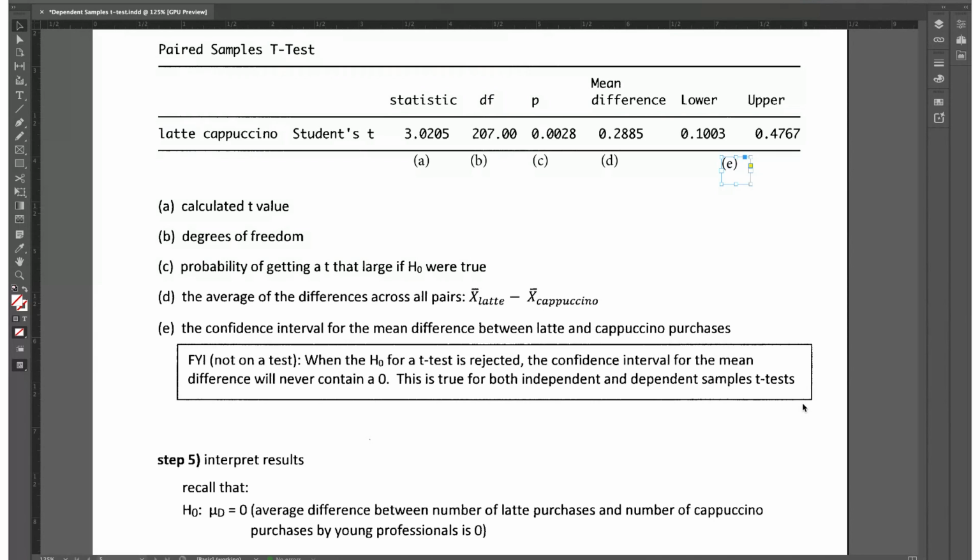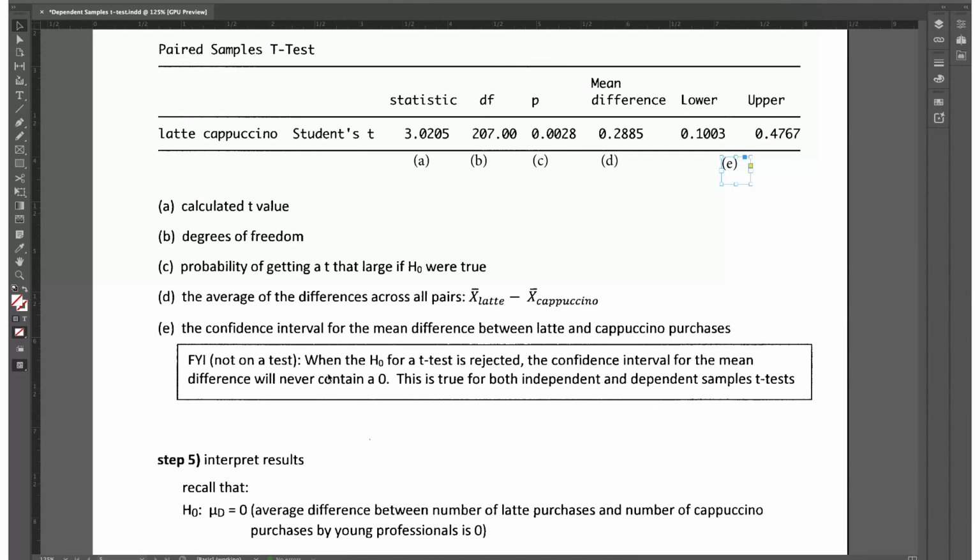And that's this. When the null hypothesis for a t-test is rejected, so that's whether it's an independent or dependent samples t-test, the confidence interval for the mean difference will never contain a zero. So if you look here, we rejected this, right? And if you look, the confidence interval doesn't contain zero. And if both were negative, that would be the case also. So just something pretty cool to know about.